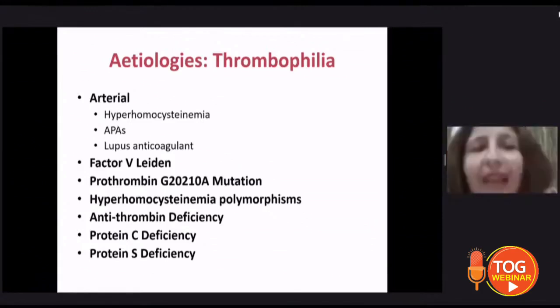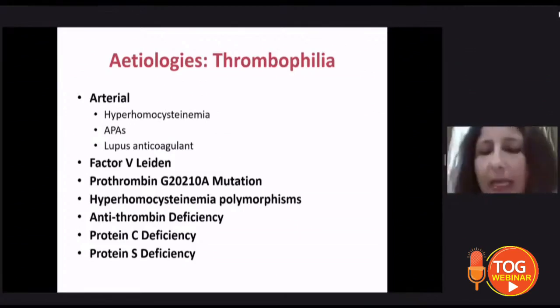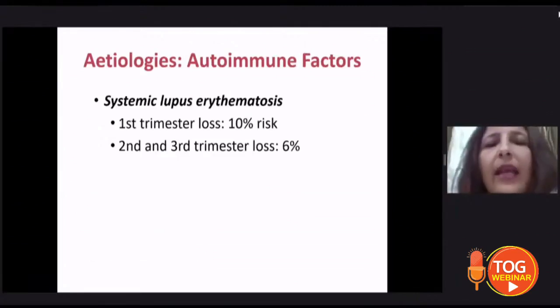Okay, sir. So then we have the factor 5 deficiencies, prothrombin mutations, hyperhomocysteinemia with polymorphisms, then antithrombin deficiency, protein C deficiency, protein S deficiency. Then for autoimmune factors, we have systemic lupus erythematosus. First trimester losses range up to 10% risk, and second and third trimester, around 6% loss.